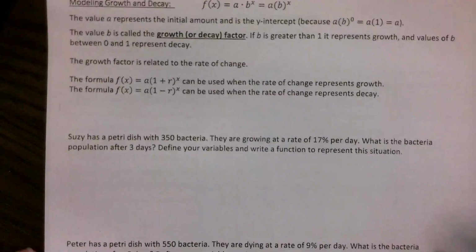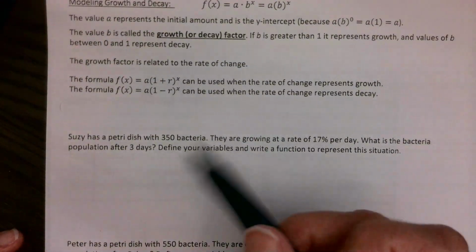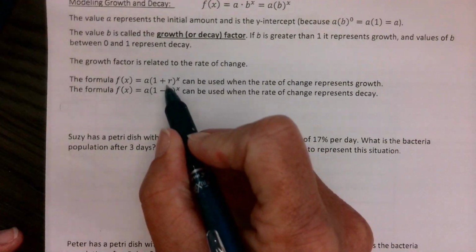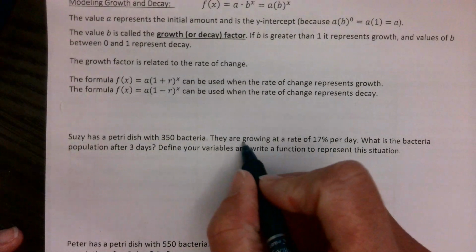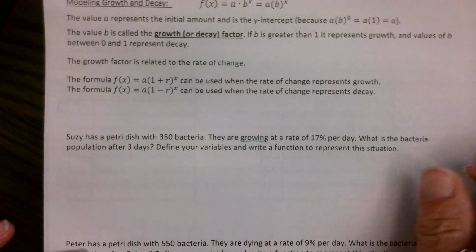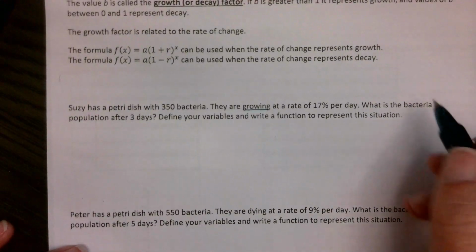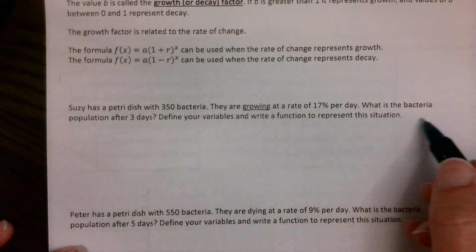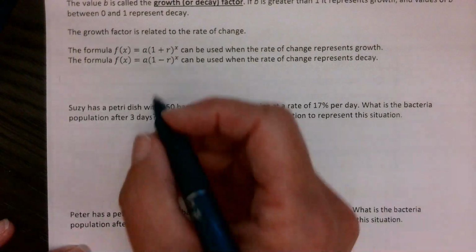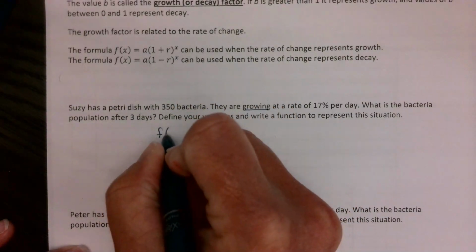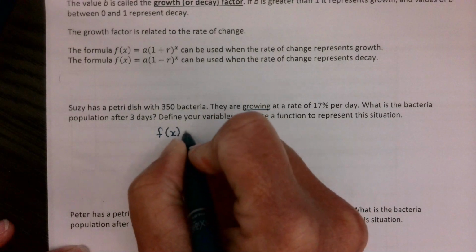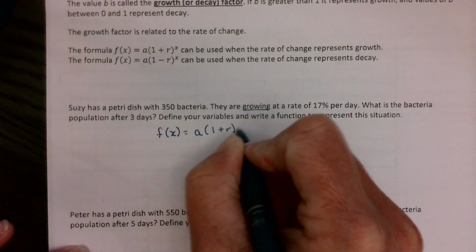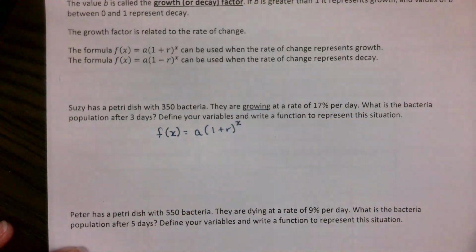Okay, so Susie has a petri dish with 350 bacteria. They're growing, so that tells us we're going to use this one, because it's growing at a rate of 17% per day. What is the bacteria population after 3 days? Define your variables, write the function, represent this situation. Okay, so let's use this function right here: A times 1 plus R raised to the X.